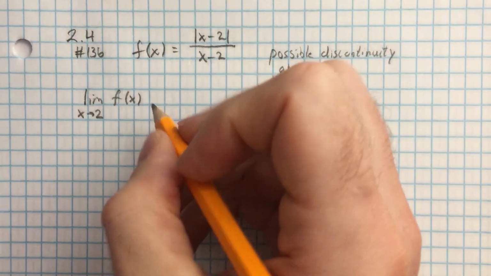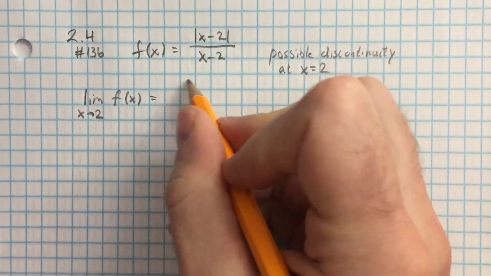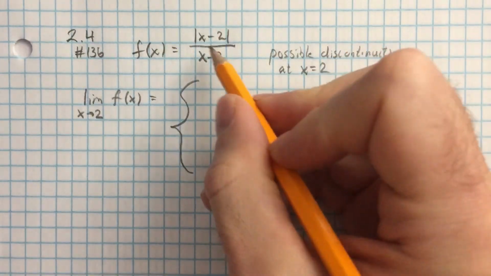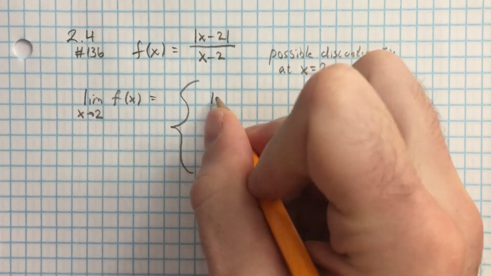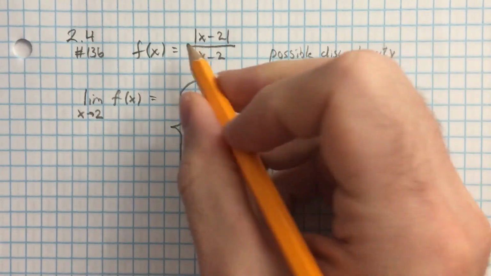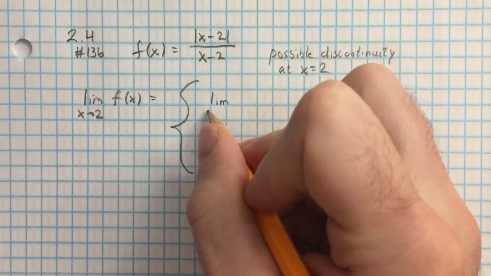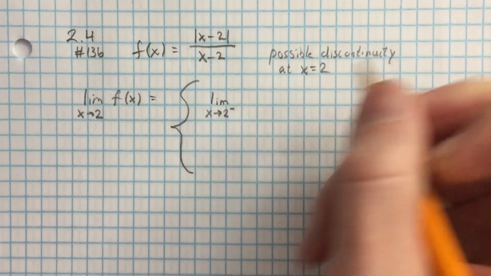Now, since our function has, let's write it like this for a brief moment. Since our function has a magnitude in it, we need to look at two different things, the approach on the left and the approach on the right. Because the magnitude function there and the absolute value function will differ whether our approach is from the left or from the right. So as x approaches 2, we'll start with the left.